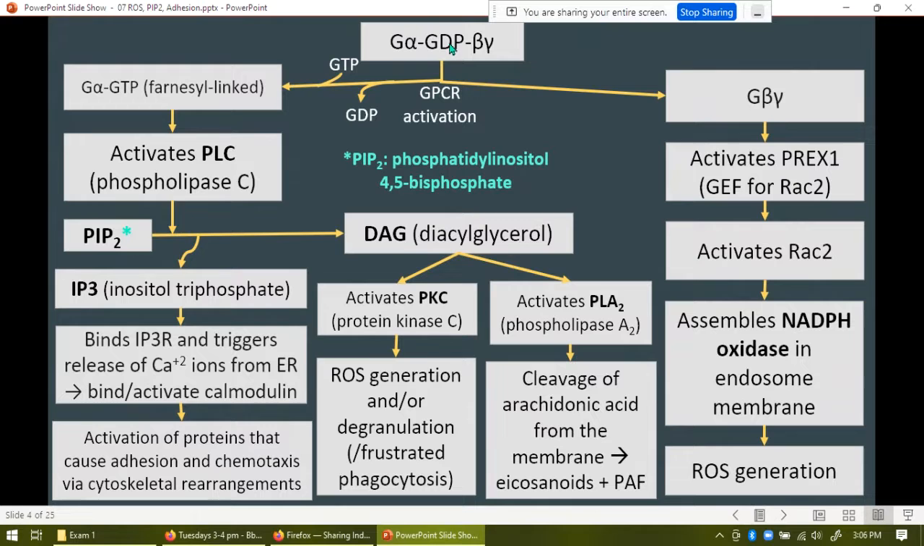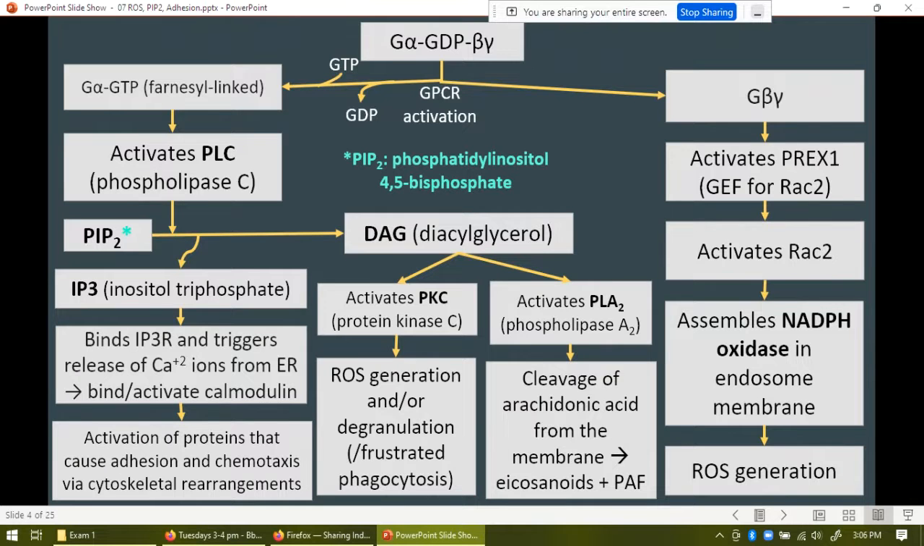So G alpha is bound to GDP, and it's bound to G beta gamma when it's inactive, right? Then the G protein coupled receptor binds to its ligand and it gets activated. This causes G alpha to release GDP, and to bind to a fresh molecule of GTP. Now you have G-alpha GTP. This is the active form, and it's still linked into the membrane, right? You also have that dissociating from G-beta gamma, which goes off and does its own thing. And G-beta is also farnesyl linked. So these are two distinct pathways.